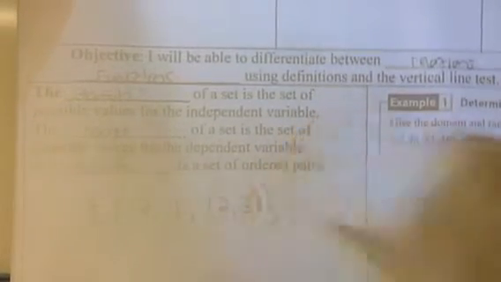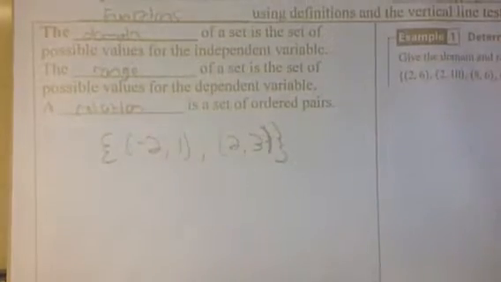So a relation might be something like this. -2, 1, and then 2, 3. That's just a set. Oh, let's close that parenthesis. That's just a set of ordered pairs. That would be a relation. So what we've got to do is first give the domain and range of the relation. This is more than one ordered pair, so it is a relation.